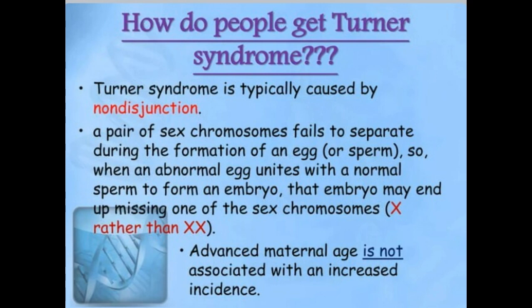How do people get Turner syndrome? Turner syndrome is typically caused by non-disjunction. A pair of sex chromosomes fails to separate during the formation of an egg or sperm. So when an abnormal egg unites with a normal sperm to form an embryo, that embryo may end up missing one of the sex chromosomes, X rather than XX. Advanced maternal age is not associated with an increase in incidence.